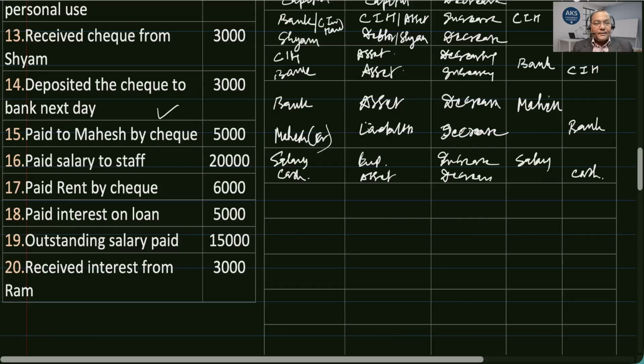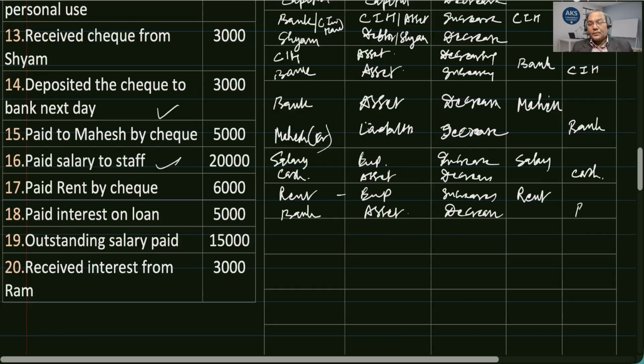Now the next one is paid rent by check. Again, the two items involved here are rent and bank. Rent is an expense and bank is an asset. Expense increases and asset decreases because we are paying him. So rent is required to be debited and bank is required to be credited. I hope it is clear.